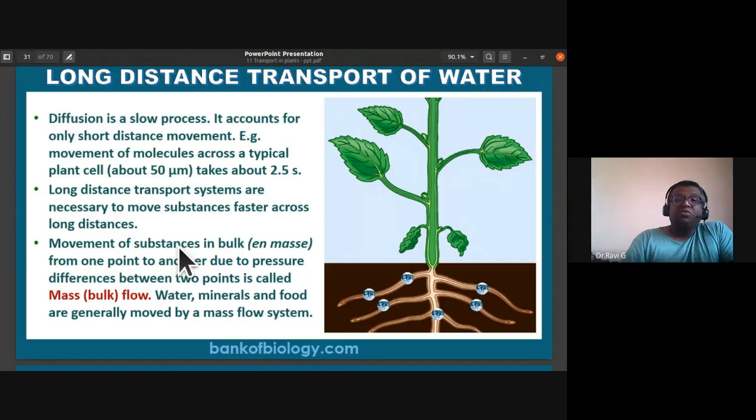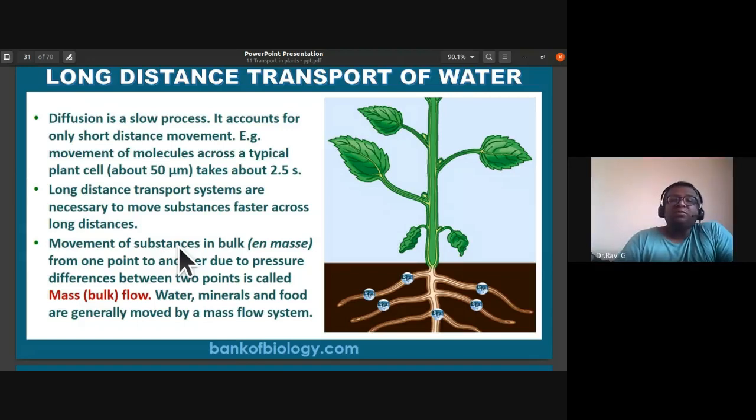So this force through diffusion is a very slow process, and we cannot use diffusion as an explanation for long distance transport of water, because it's a very, very slow process and it can move only a short distance. With a plant cell measuring about 50 micron meter, it takes 2.5 seconds for diffusion to take place, and there should always be a concentration gradient for diffusion to take place. There should be a concentration gradient.